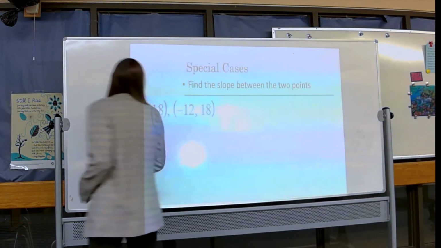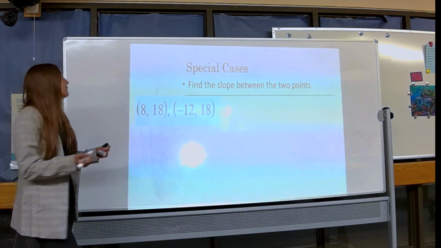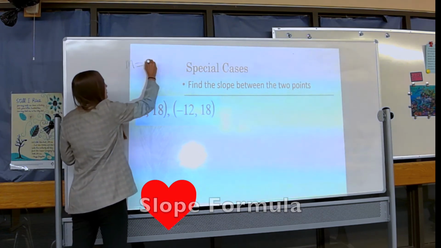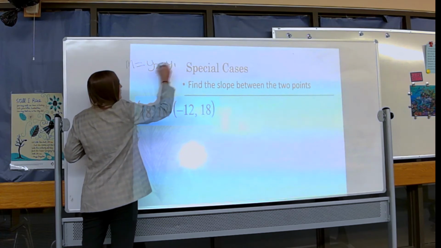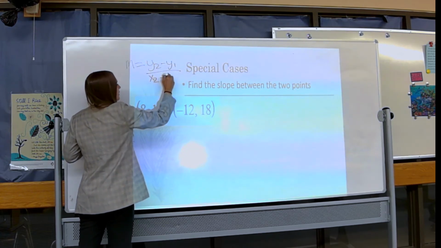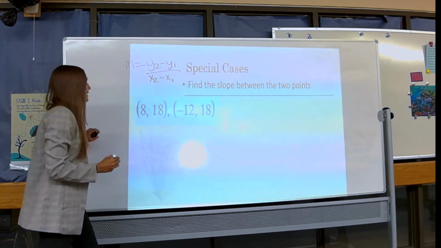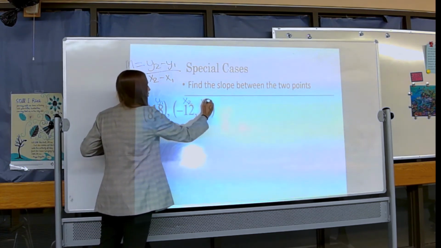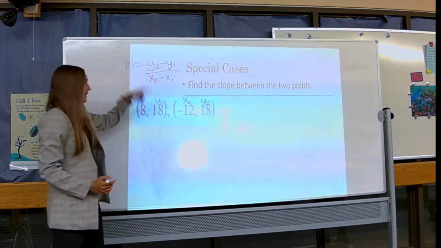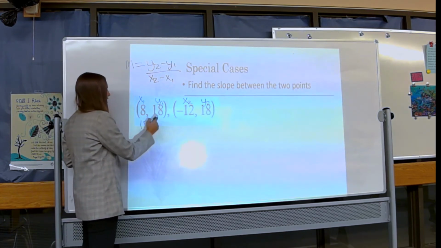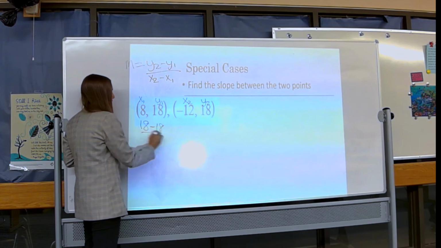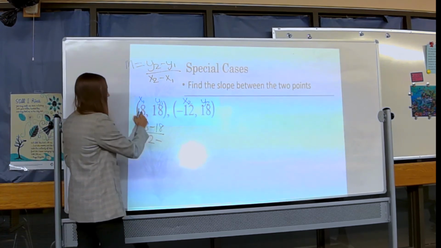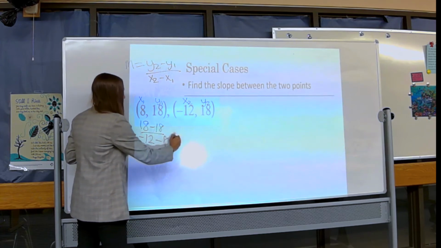We have 8, 18 and negative 12, 18. We have to use our equation like we saw before. We have m equals y2 minus y1 over x2 minus x1. So we're going to label x1, y1, x2, y2. So our second y is 18. Our first y is 18. Divided by our second x, which is negative 12, minus our first x, which is 8.